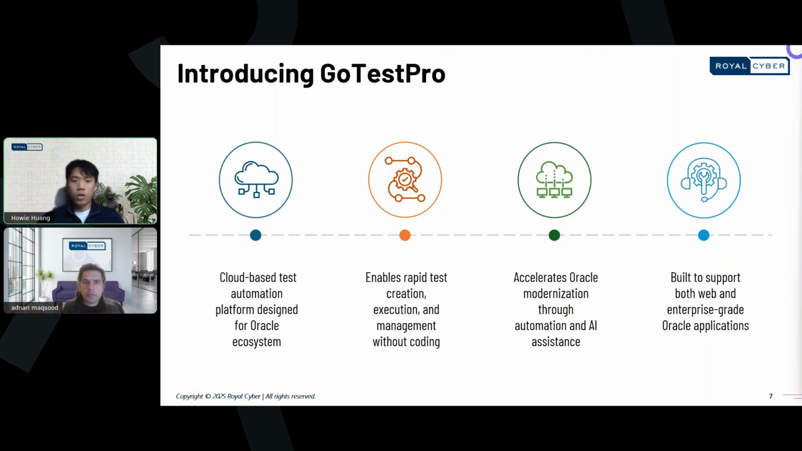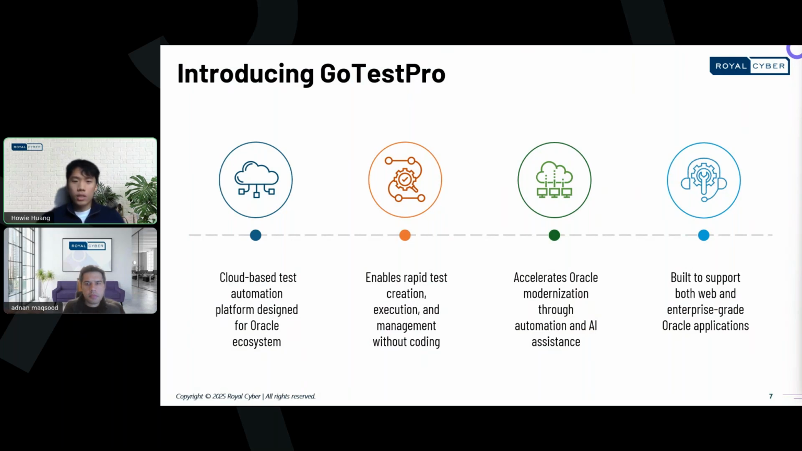At a high level, GoTestPro focuses on four core areas. First, cloud-based test automation designed for Oracle. GoTestPro can run in both local and cloud and is architected specifically to handle Oracle applications like Fusion, rather than generic web testing tools that struggle with Oracle's UI complexity and frequent updates. And second, rapid test creation, execution, and management without coding.